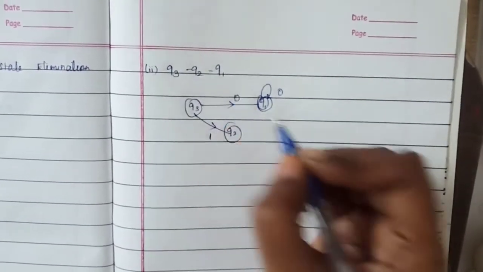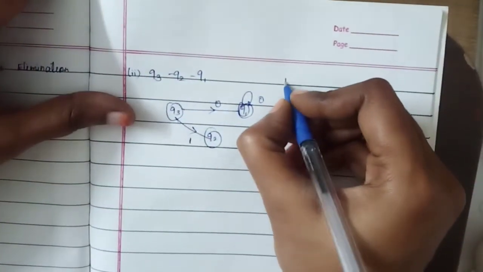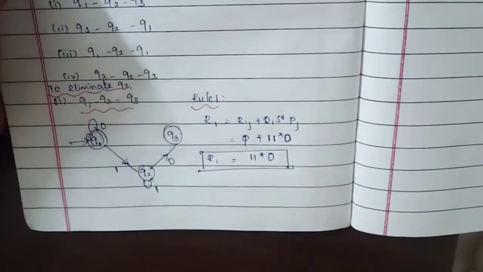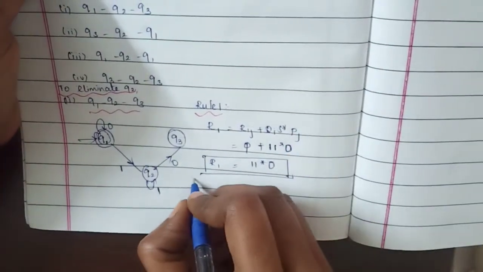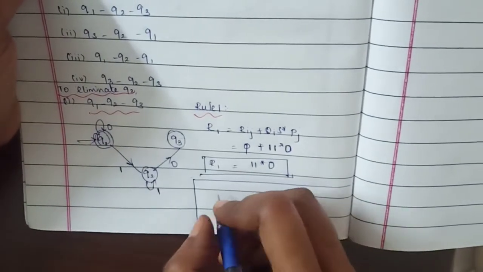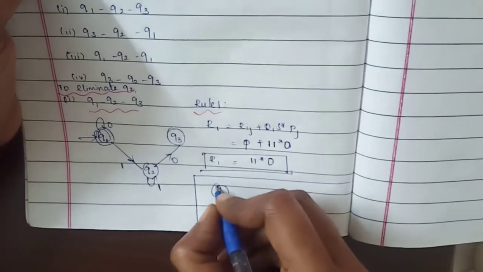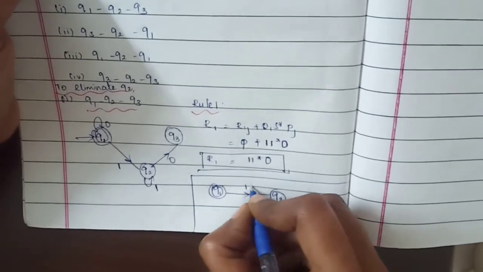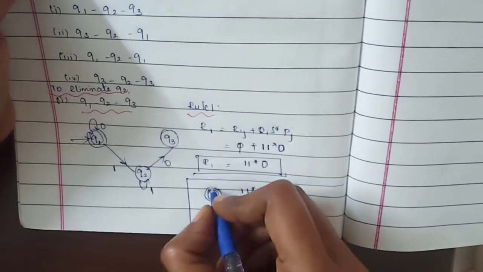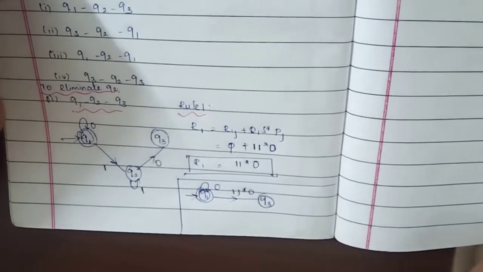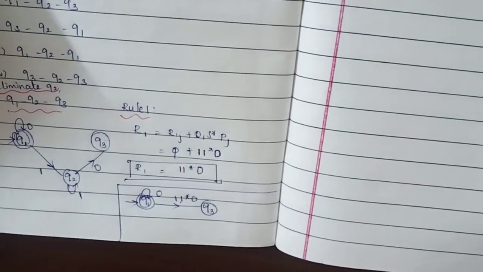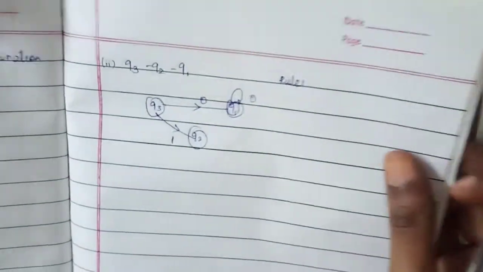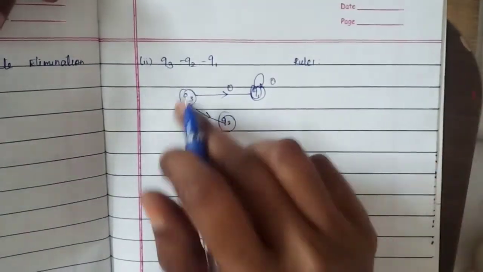Again we have to apply rule 1. Once again, we have to redraw the diagram after this rule 1. Something like this: q1 to q3 has the regular expression 1 1 closure 0, and this is 0. That's it. I just forgot that step. In each and every step, after applying the rule, we have to redraw the diagram.